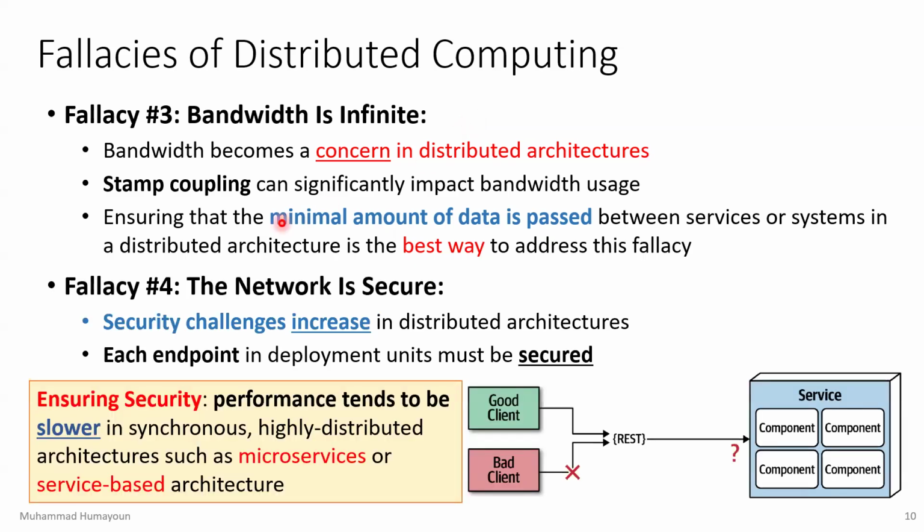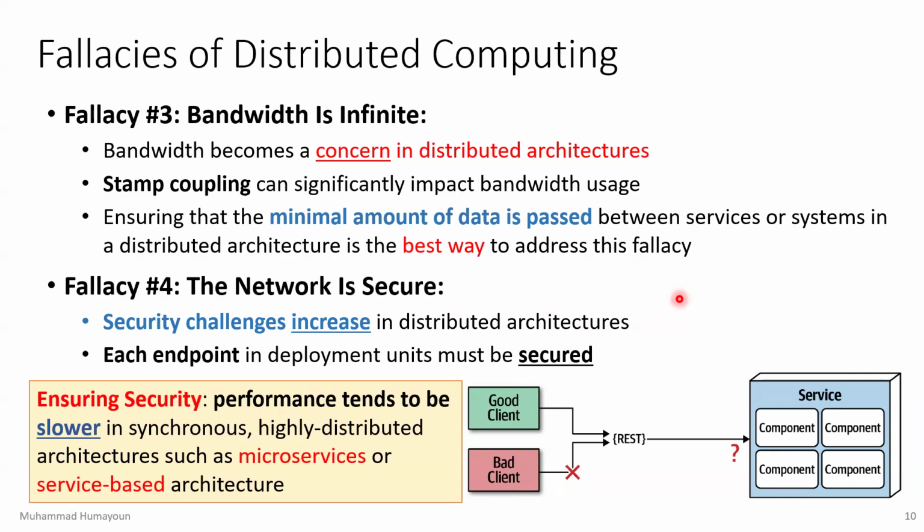And then fallacy number four is that the network is secure. Well, most of the time it is secure, but there are a lot of cyber security attacks happening every day. We don't feel it because usually all these major companies, and imagine Cal State University, have hired companies to secure their networks. So we are constantly spending money just to make our distributed computing secure from the outside world. So the network is not secure. We spend a lot of money and effort just to make it look secure. So security challenges are increasing in distributed architectures.